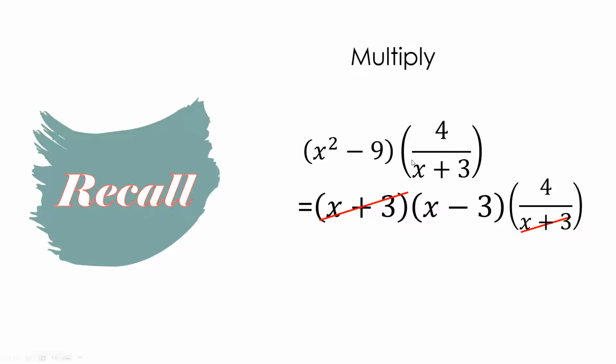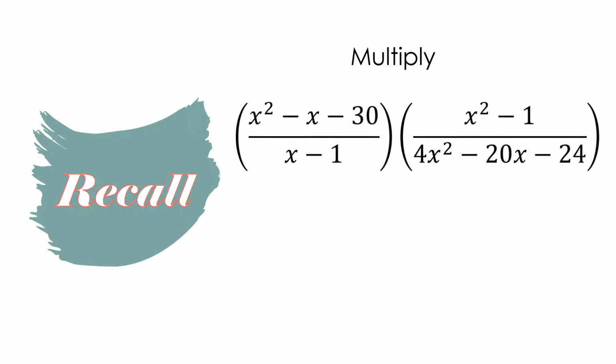Now, what remains is the x minus 3 and the 4. In this case, we just multiply x minus 3 by 4. By the distributive property, x times 4 is 4x, then negative 3 times 4 is negative 12. So the answer is 4x minus 12.